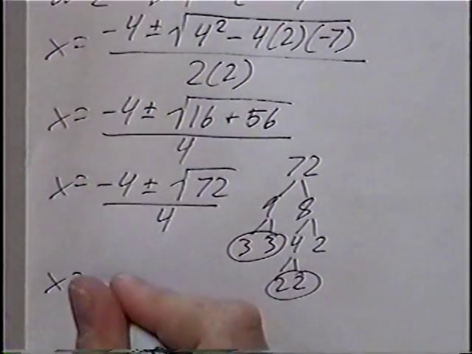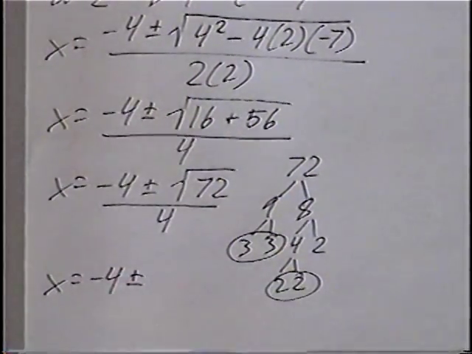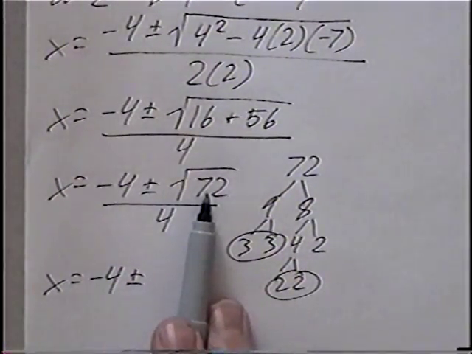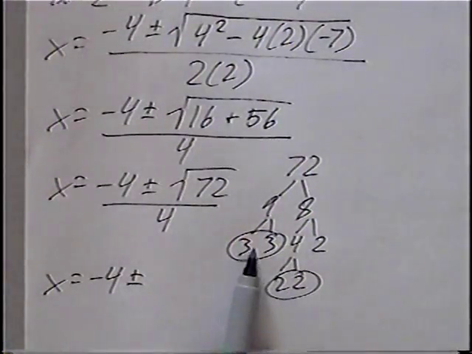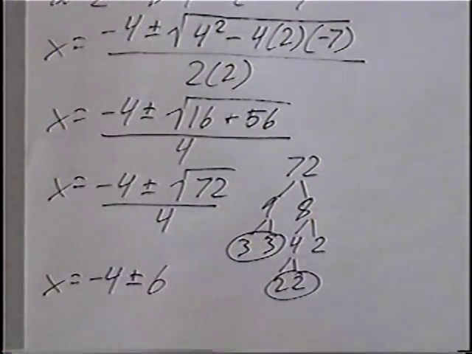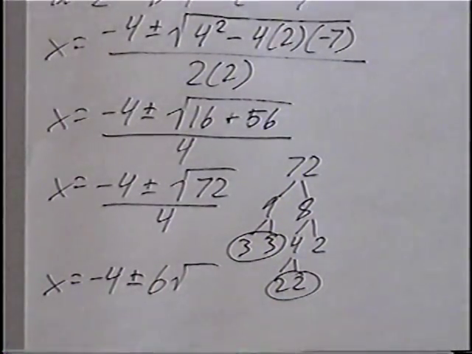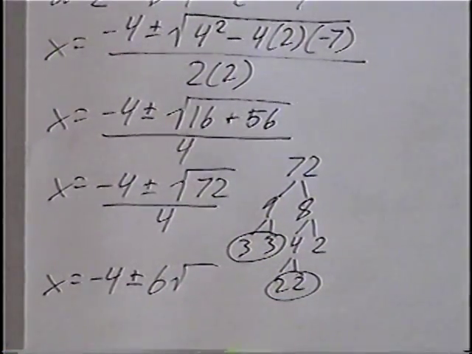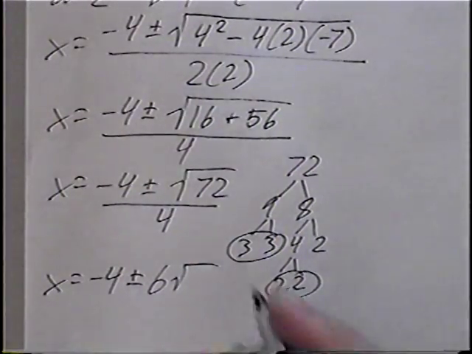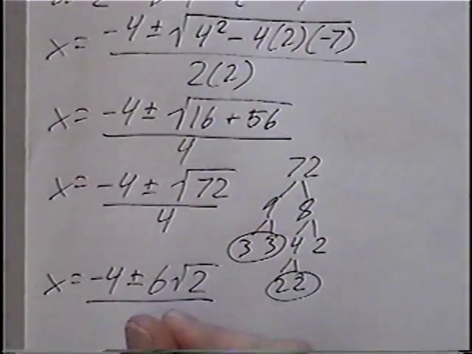So x equals, negative 4 comes down, plus or minus the square root of 72. We have a pair of 3's and a pair of 2's, which we can multiply to get 6. And the number inside the radical was a number that we did not factor and did not circle, which would be 2, divided by 4.